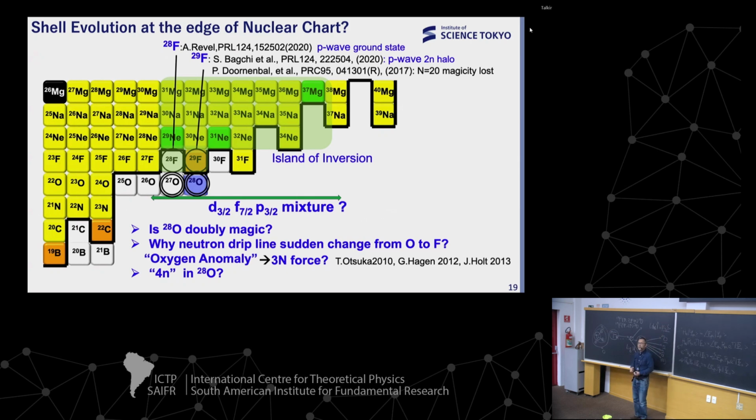But so far, the first experiment showed 3 picoseconds or something, but the later one looks like it's not so long. Maybe the upper limit is like a picosecond. Maybe someone here knows better, but I don't. But anyway, a shorter lifetime is due to the small mixture of this.